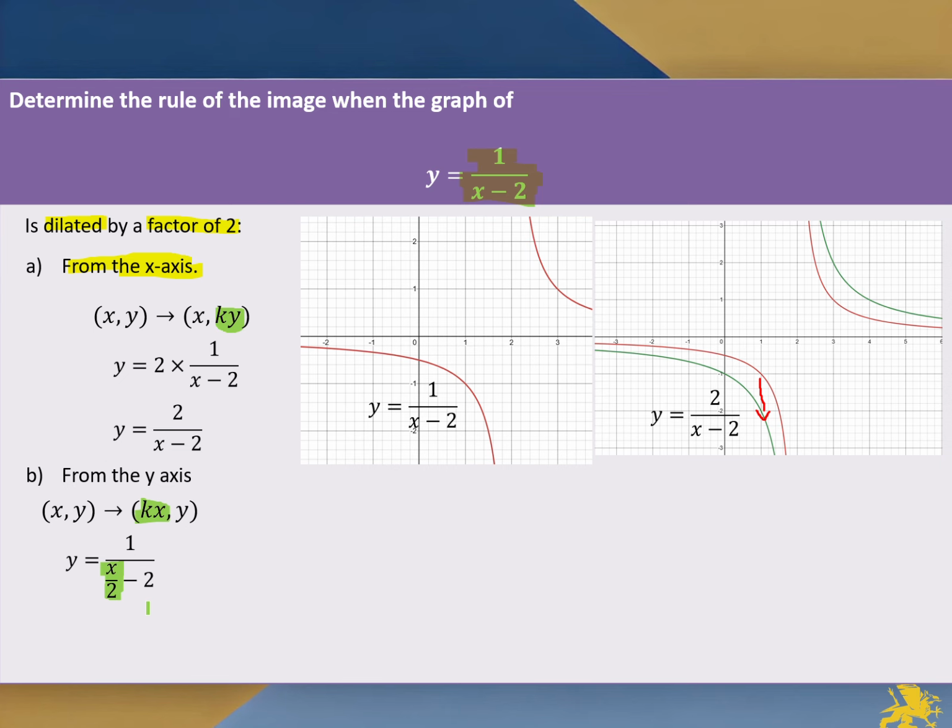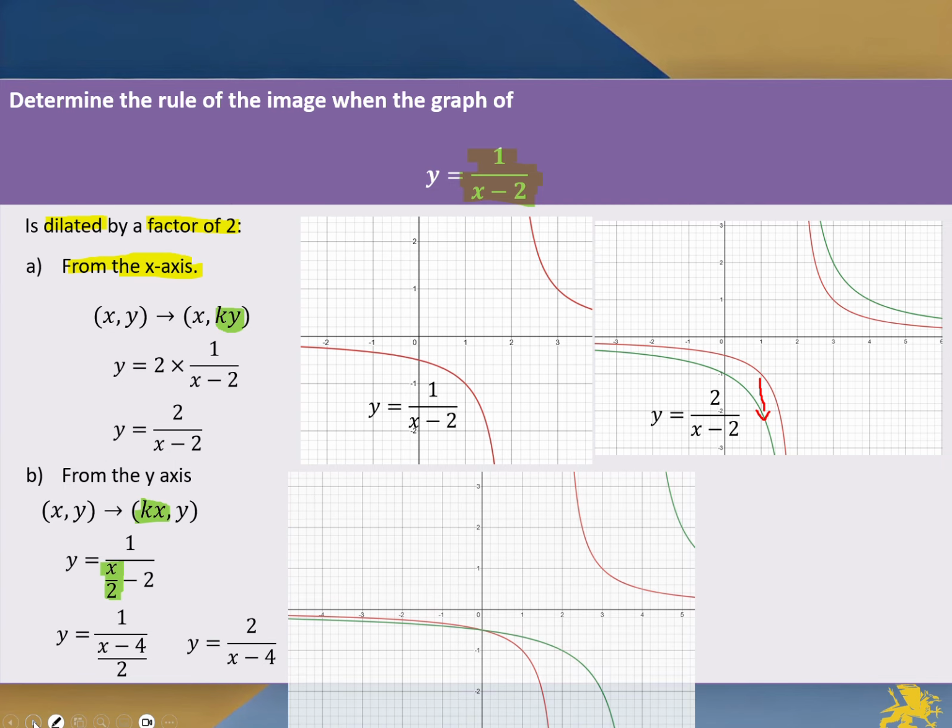The next part is I'm just going to simplify this. So that just means I made this 2 to be 4 out of 2. So I could rewrite it as 1 over x minus 4 over 2. The final part is keep change flip, and that got me y equals 2 over x minus 4. So if we look at this with our graph, this is what the graph looks like.